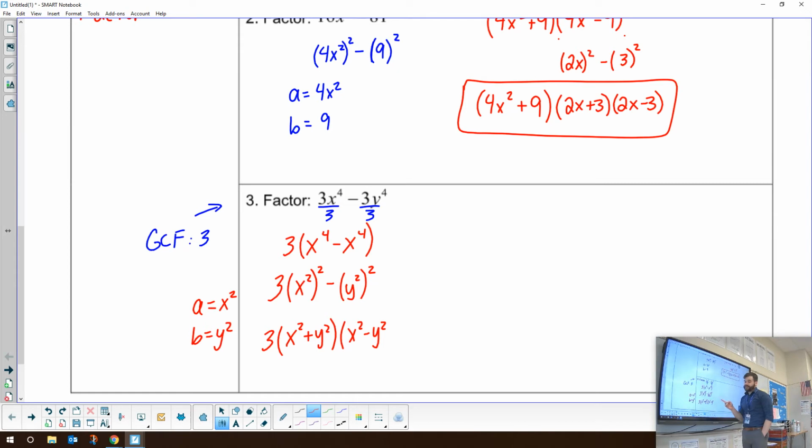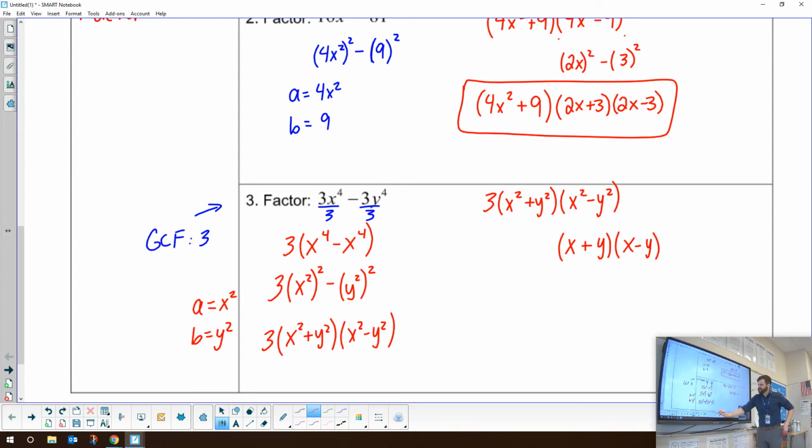But then we need to check again and see if I can factor it again. And this x squared minus y squared, that is a perfect square. Let me write this back up over here. So I'm going to write over here 3 times x squared plus y squared times x squared minus y squared. Now, x squared minus y squared is a perfect square. So I can write this, the square root of the first one plus the square root of the second one. So the square root of the first one is x plus the square root of the second one, which is y, times those same two things minus.